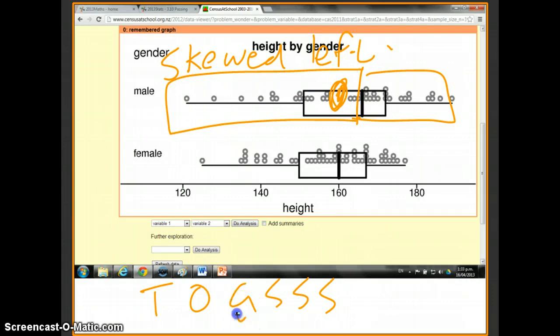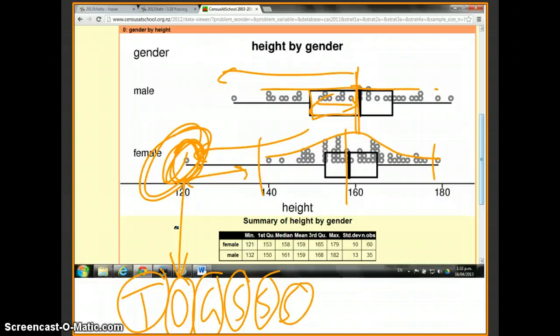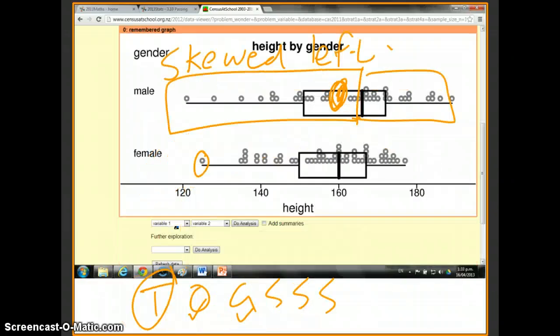It's interesting. So we've said gap. We've said no obvious outliers. Is that an outlier? Maybe. What's our T for? Tail. So the tail here is to the left, isn't it? Skewed to the left. Symmetry. Neither of these are symmetrical. They're both actually skewed to the left. So there's a similarity there. This one's more skewed than the second one, the females.